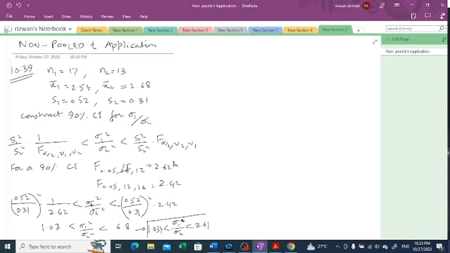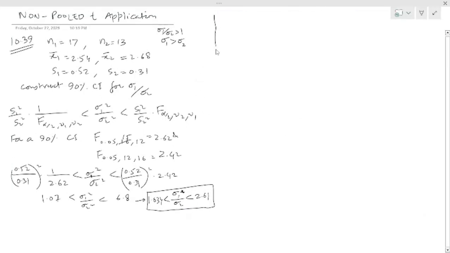You can now see over here at both lower and upper bounds that the ratio of two standard deviations is exceeding 1 on both the bounds. It does indicate that we can draw this conclusion that sigma 1 is greater than sigma 2, because sigma 1 divided by sigma 2 is greater than 1. Therefore, it can be concluded that sigma 1 is significantly greater than sigma 2. So the variances differ, or standard deviations differ. Now we need to go for the non-pooled t application this time.